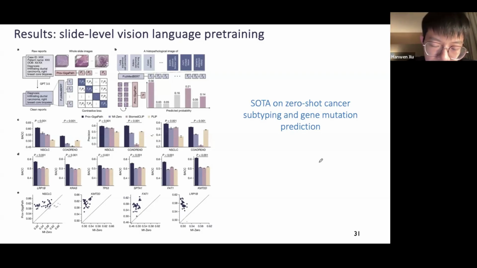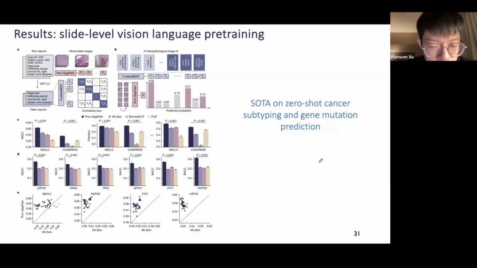Lots of models have been proposed before our work, like BiomedCLIP, MI-Zero, and PLIP, and those papers are all published at very high-profile journals or top conferences. But those models are all patch-level models. Patch-level models means that when we train the model, it relies on paired data between the images and the language at the patch level.